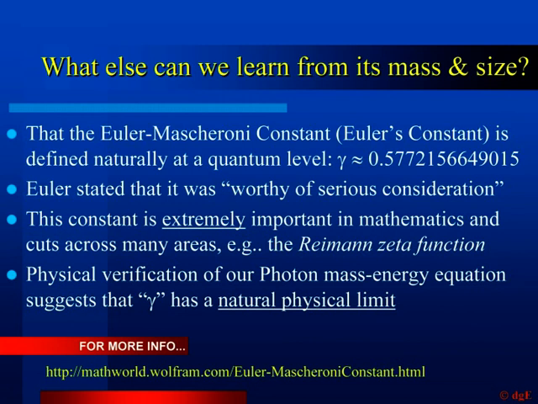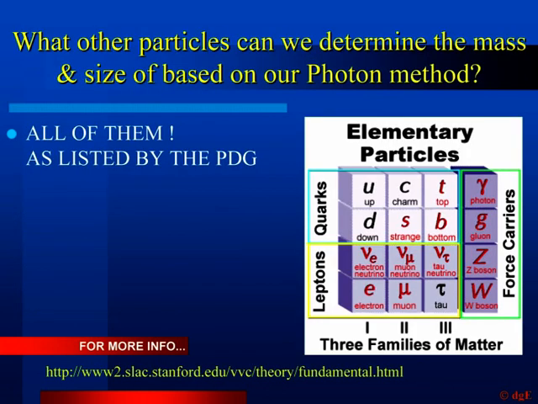Physical verification of our photon mass energy equation suggests that gamma has a natural physical limit at a quantum level. The ramifications to science, that a mathematical constant can have a natural physical limit, are enormous, and cannot be overstated.